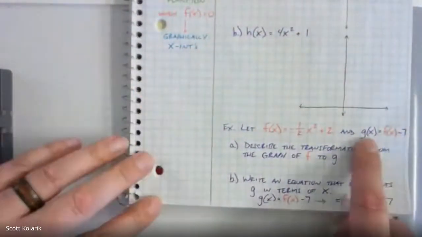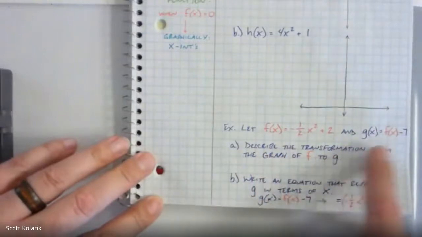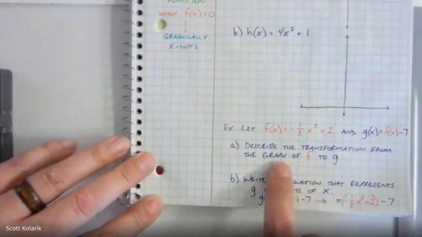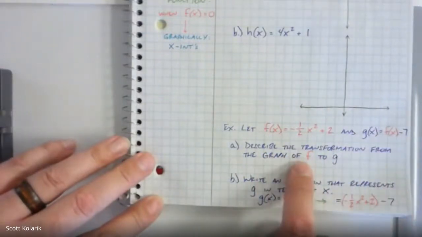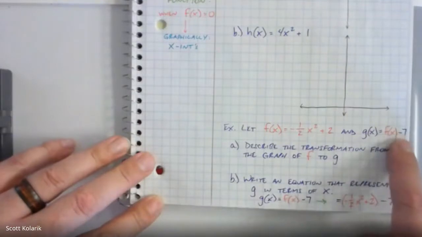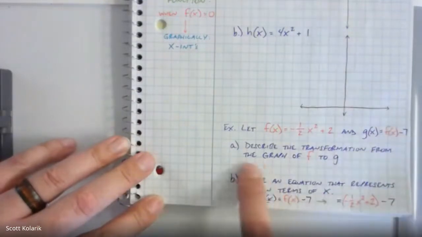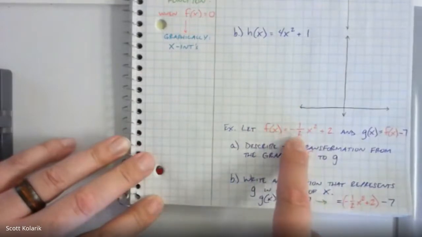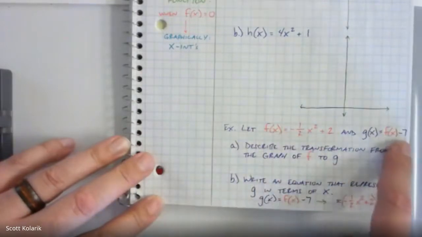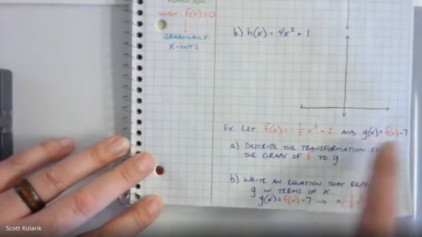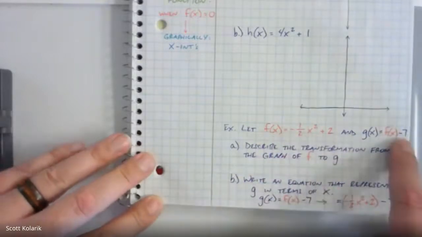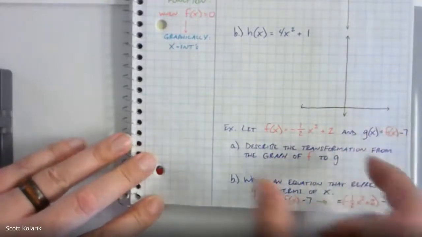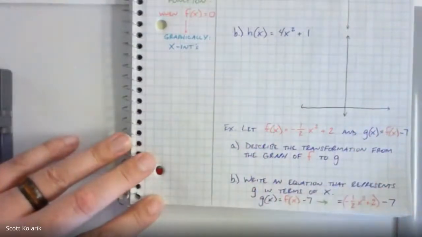So in short, here in this example, how is this transformation affecting the graph of f? It's subtracting 7. So in other words, simply put, I'm moving that graph down 7. Regardless of whatever shape is here, when I subtract 7 after the fact, I'm taking the whole thing and shifting it down 7 units.